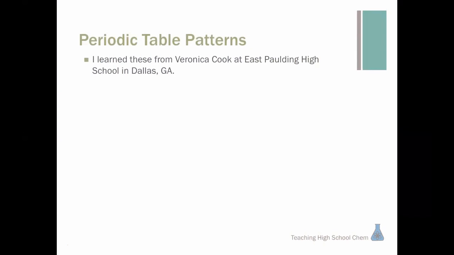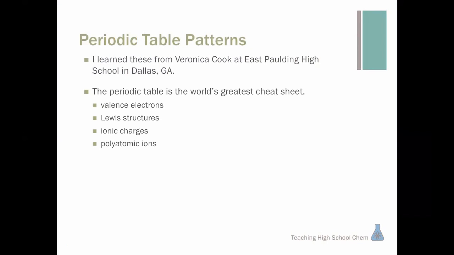She referred to the periodic table as the world's greatest cheat sheet, because it just gives you so much information. We can get valence electrons, which will help us do Lewis structures. We can do ionic charges. We can do polyatomic ions. We can figure out some things about transition metals. We can do lots of things with the periodic table.